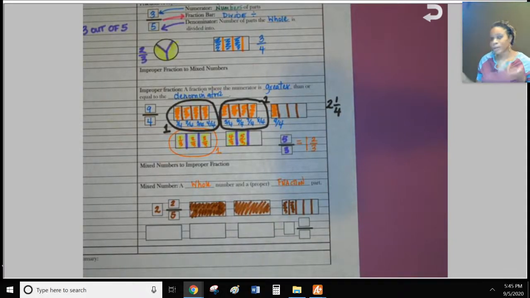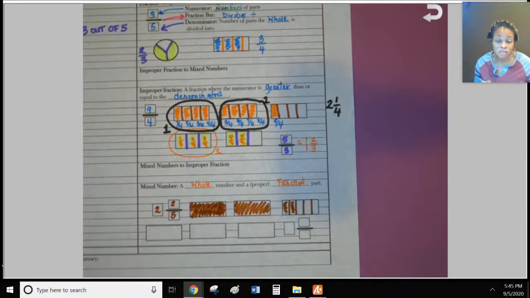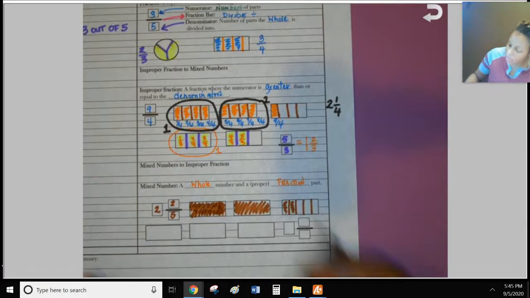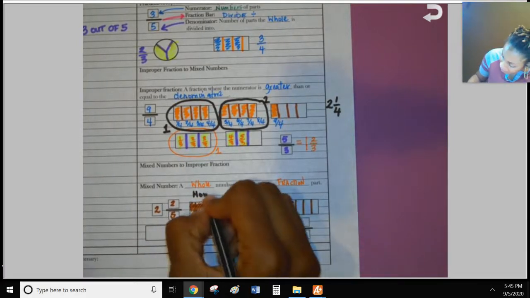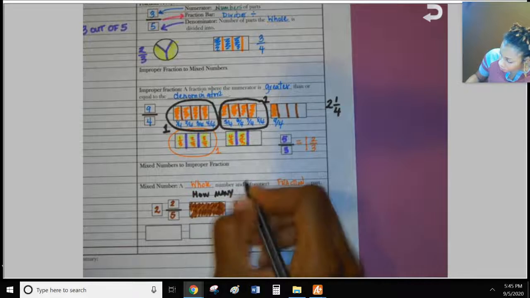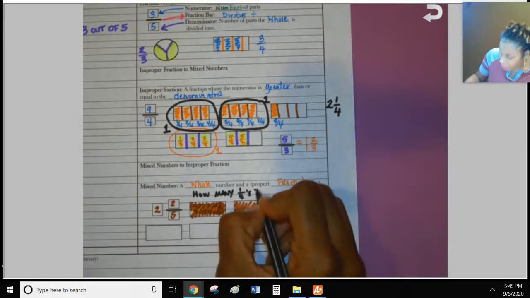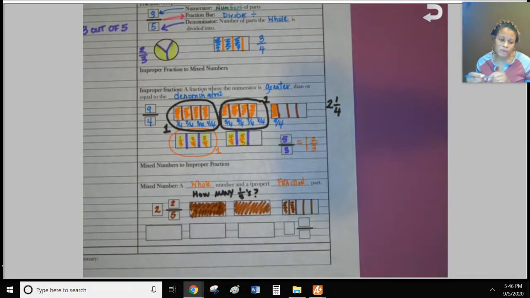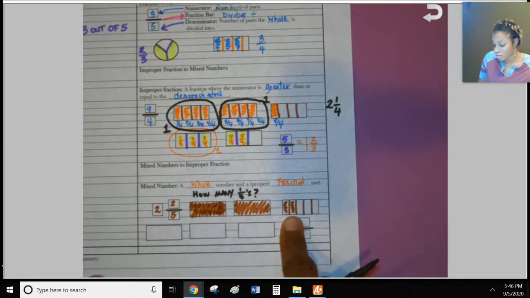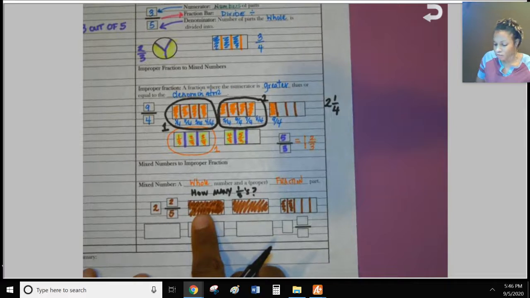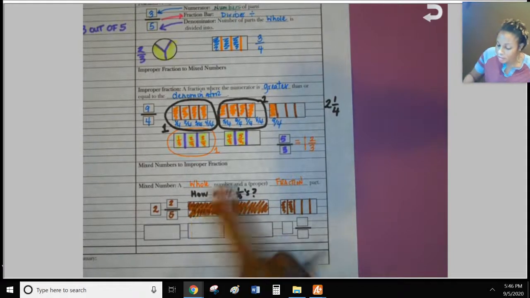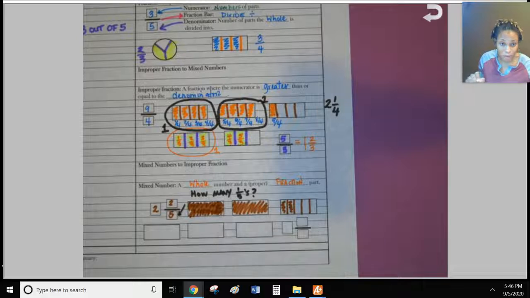But what if I wanted to know, what's 2 2/5 as an improper fraction? So the question becomes, how many fifths are in 2 2/5? Well, the way to answer this question is we need to have everything represented in fifths. So this last portion is broken into fifths. These 2 wholes need to be broken into fifths. And where am I getting the fifths from? The denominator. It tells me how to break up my wholes.